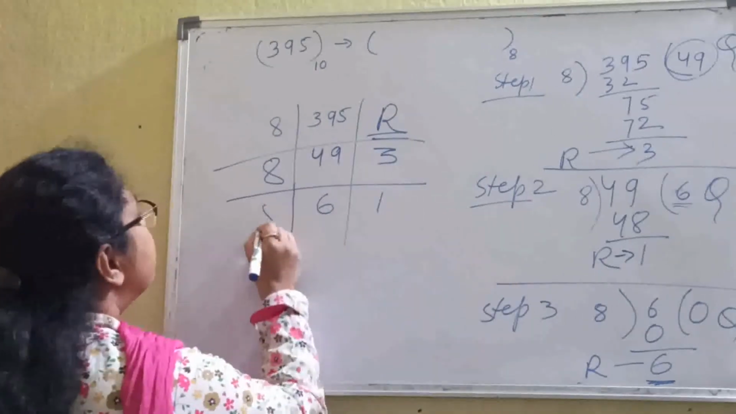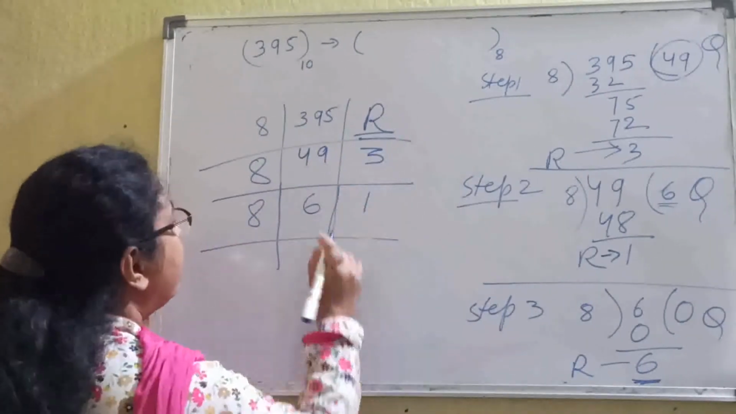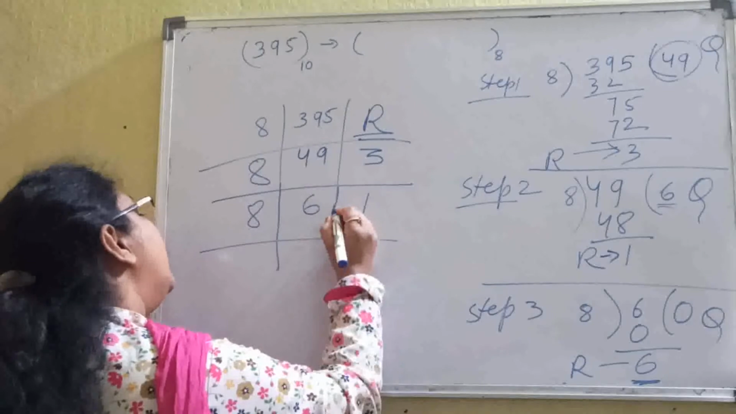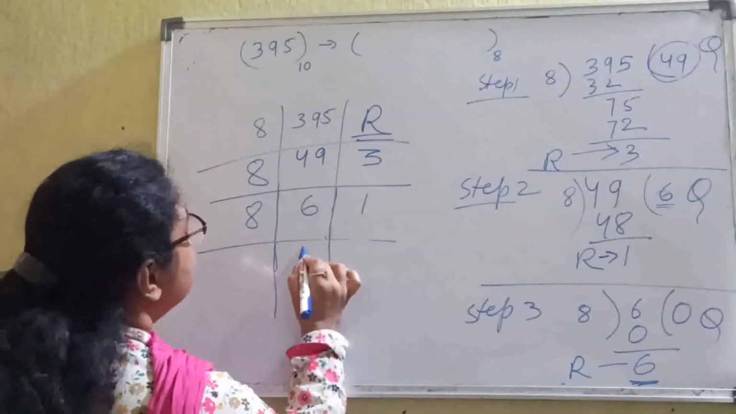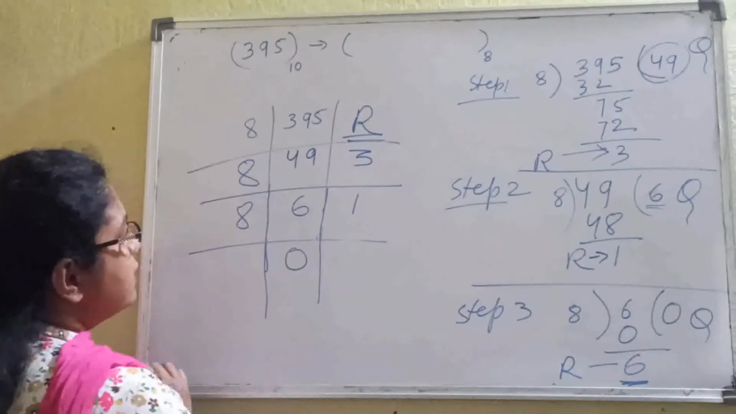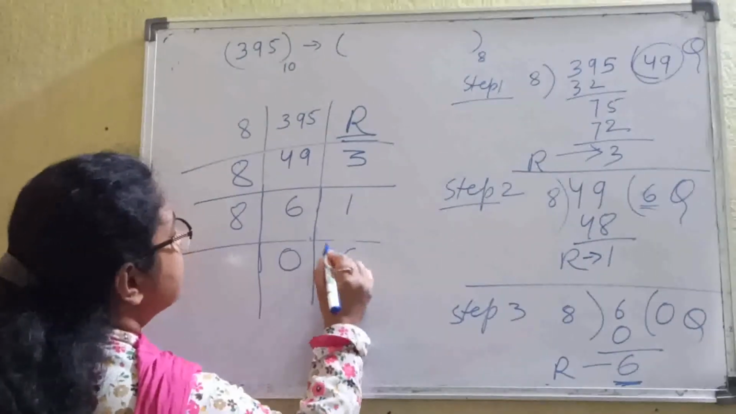This is the remainder place. Again divide it by 8. When I am dividing it by 8, what is happening here? Again this is the place for the quotient. 8 zeros are 0 and the remainder is 6.